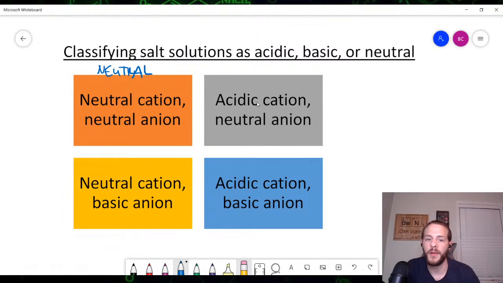This possibility over here, if we have an acidic cation and a neutral anion, well, if you have the cation behaving as an acid, but your anion isn't behaving as a base, well, then that means you're going to have an acidic solution, right?